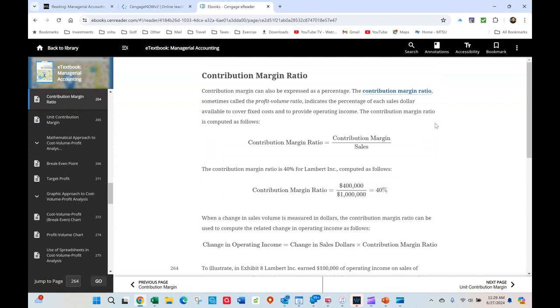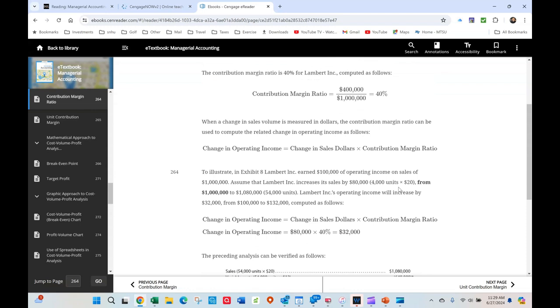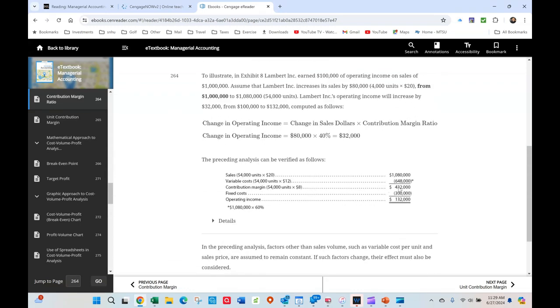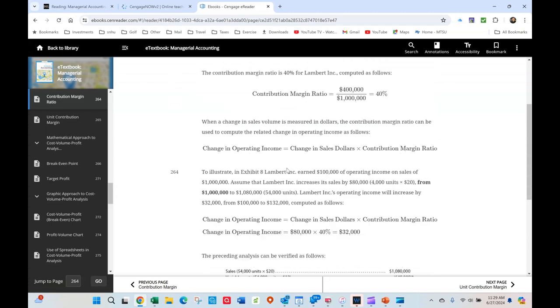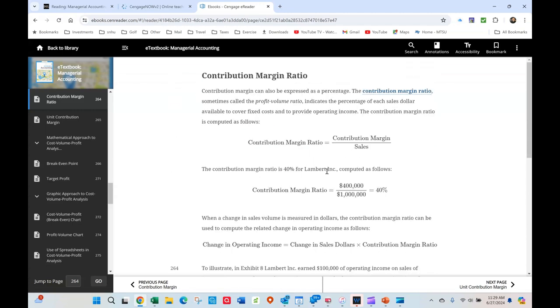So we can come up with a contribution margin ratio, and that is really just like a gross profit in a way. It is your contribution margin divided by your sales, and in this case, it's 40%. And then you can use that to determine what your break even is. All right. See, the contribution margin ratio is 40%.